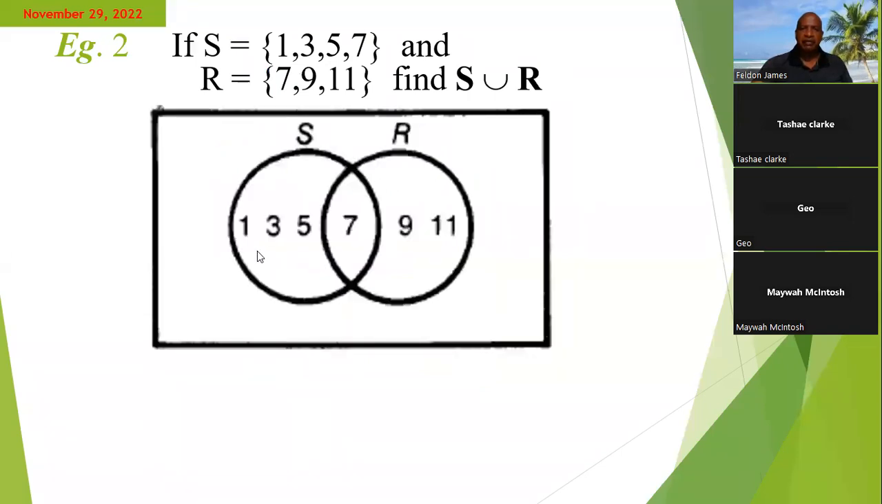So here we would have the sets drawn in this way, and the union is simply listing all the members together. And notice that we don't list the 7 twice, even though it occurs in each set once. Because the 7 which is in S is the same 7 which is in R. So it just means that 7 is a member who belongs to both sets.